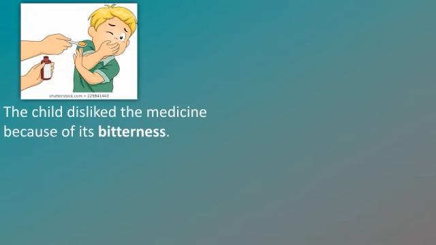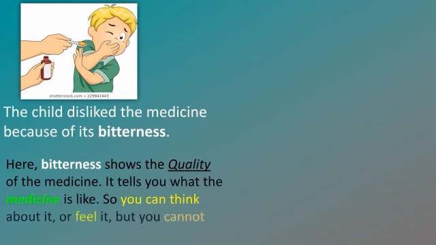Let's now read the sentences. The child disliked the medicine because of its bitterness. In this sentence, bitterness is abstract noun. Here, bitterness shows the quality of the medicine. It tells you what the medicine is like. So, you can think about it or feel it, but you cannot touch it.